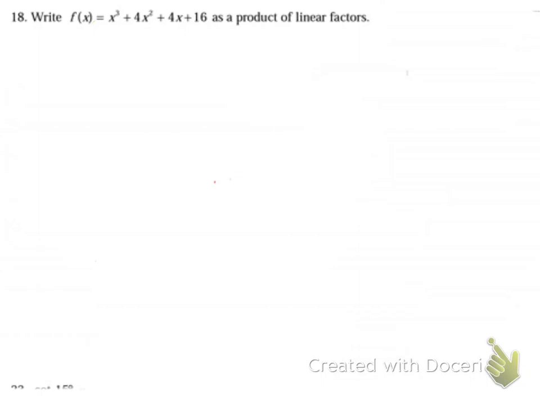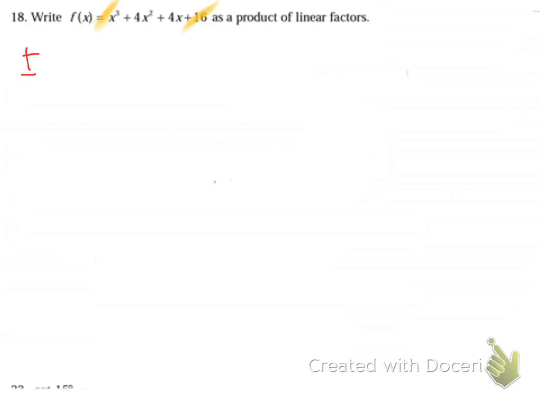This says write this polynomial as a product of linear factors. So first I have to find a factor. Okay, I can't just factor this because it's not to the second power. So what I'm going to go ahead and do is figure out the possible factors. And that's when you take the factors of the constant divided by the factors of the leading coefficient. And it's always plus or minus.